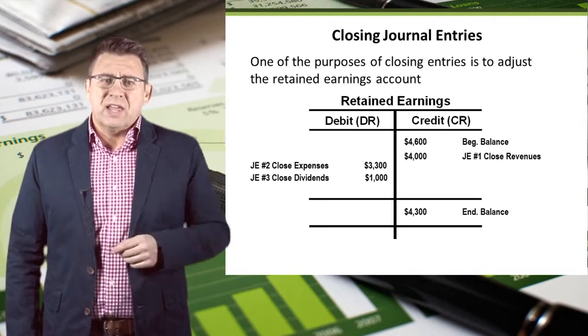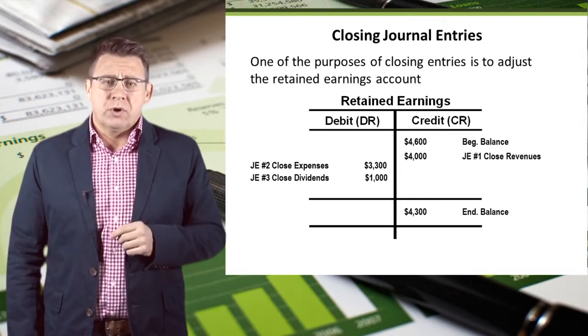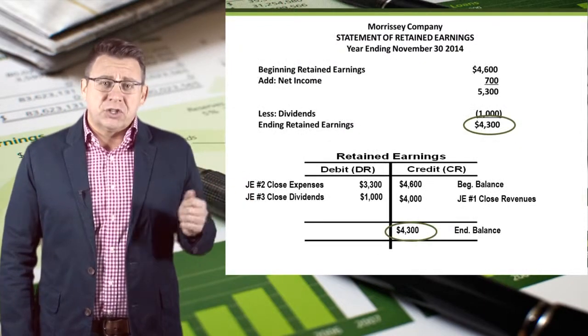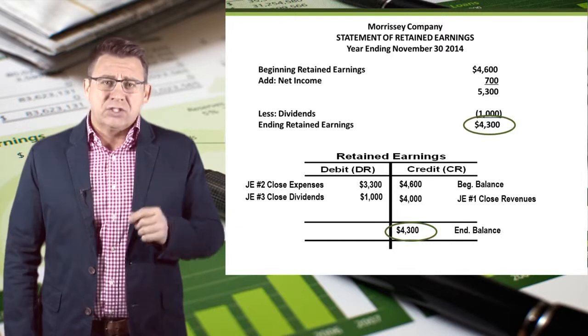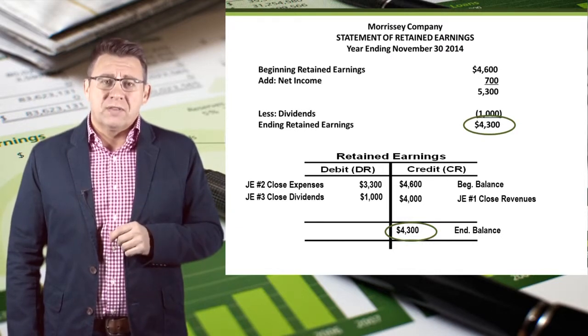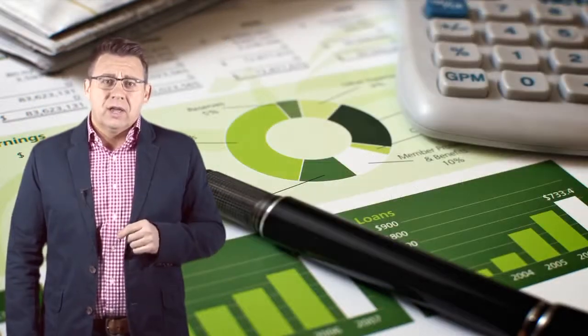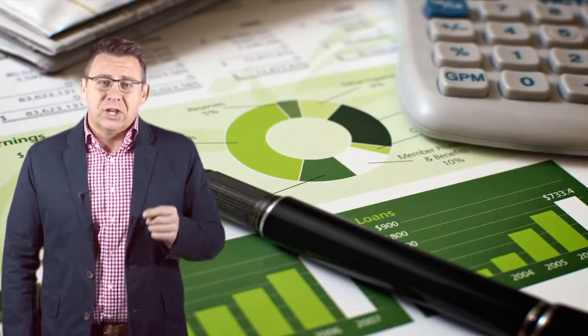Let's compare that to the statement of retained earnings and see what we reported to our investors and creditors. Now you can see that the ledger for retained earnings matches what we reported on the statement of retained earnings. It's like magic, only real. That concludes this important video on closing journal entries.